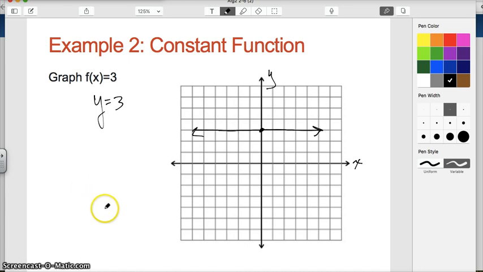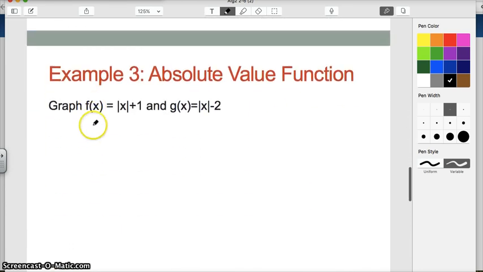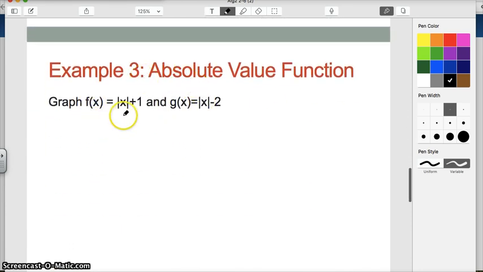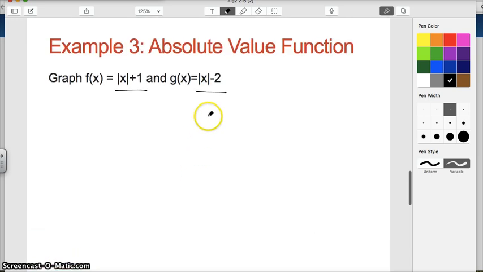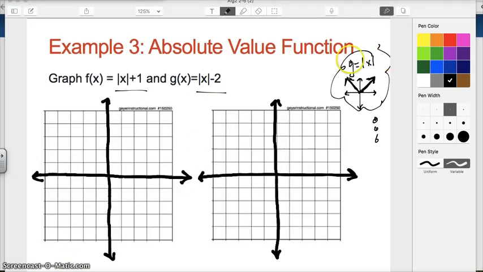All right, let's look at the next example. Example is an absolute value function. So we've got 2. We're going to graph this one and this one. f of x is equal to the absolute value of x plus 1, and g of x is equal to the absolute value of x minus 2. Let's check it out. So the fact that these are absolute value functions that we're going to graph, I'm thinking about the example we did earlier. y is equal to the absolute value of x came out to be a V. So these we should expect to have a V situation as well.